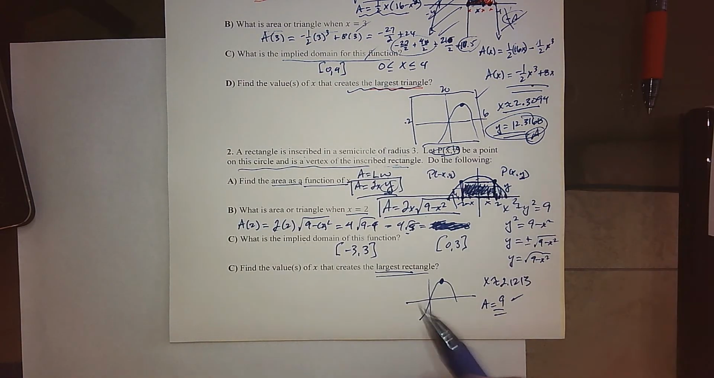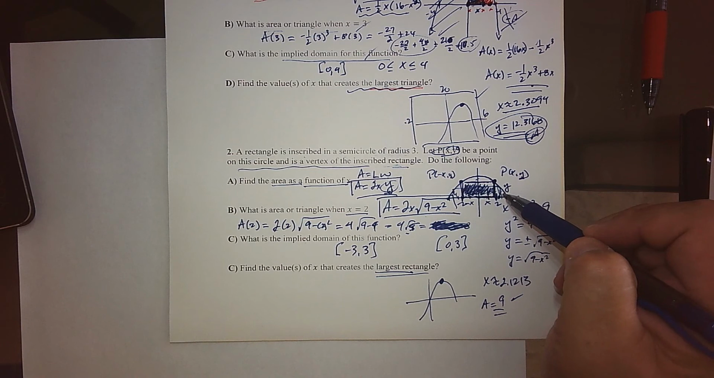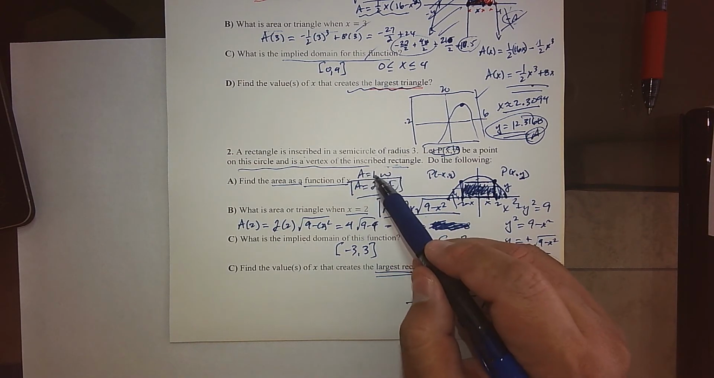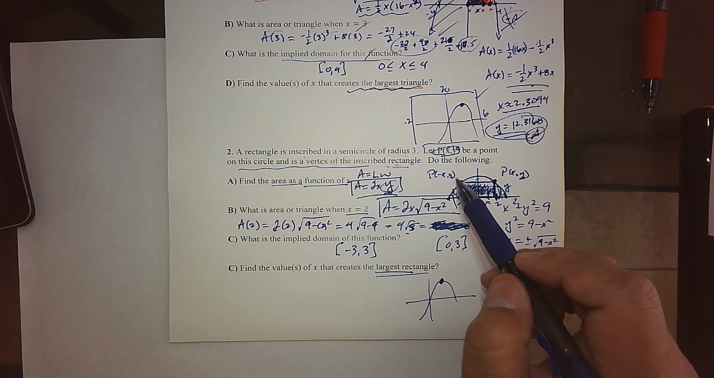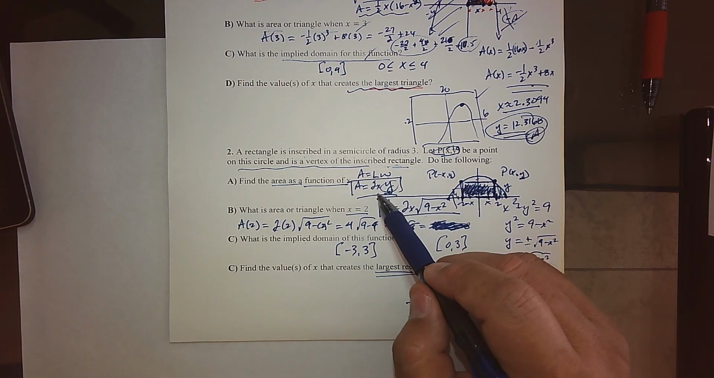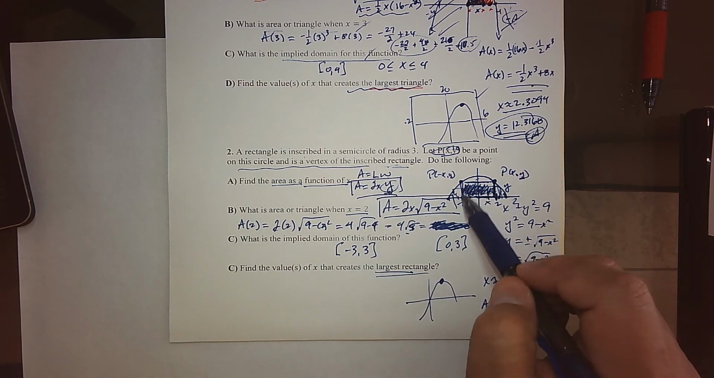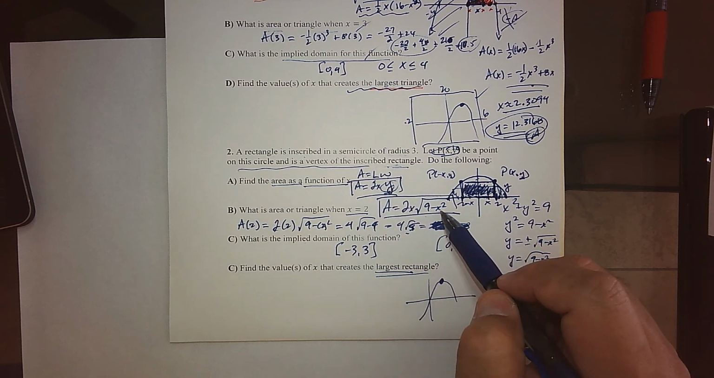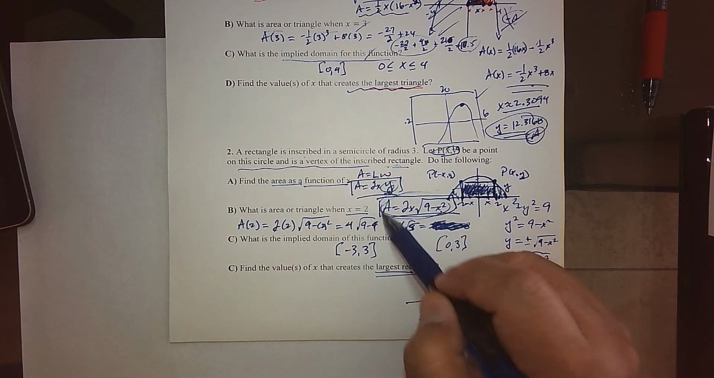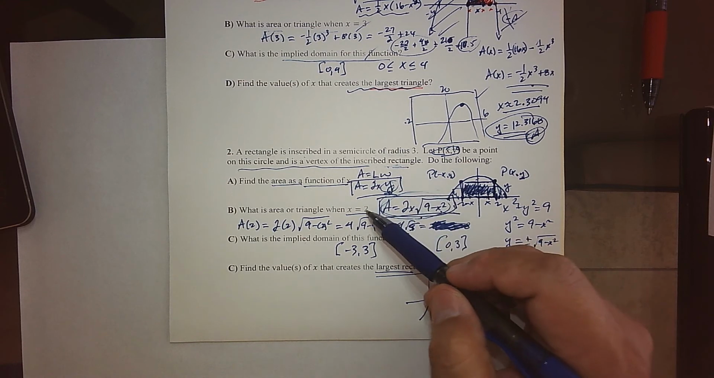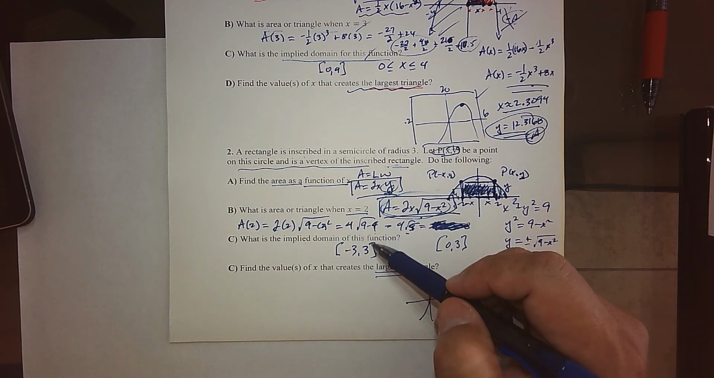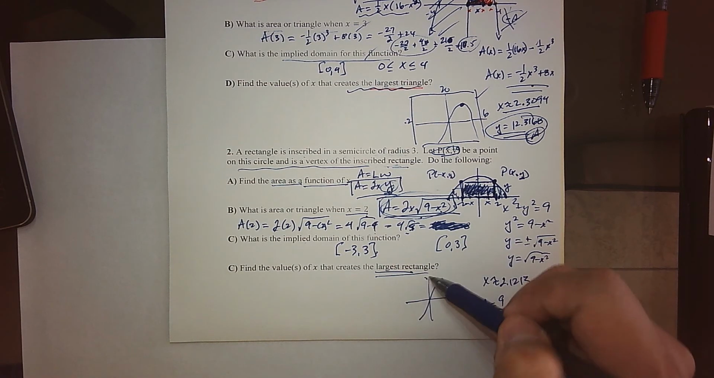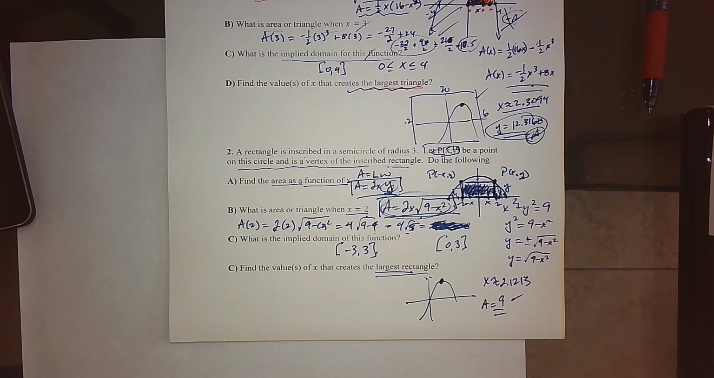And again, you see the rhythm. We have our inscribed shape. That's basically our constraint. We have the shape that's inscribed, and in this case it was a rectangle. So we take our area of a rectangle, and we replace the length and the width with the x and the y that we have in our picture. We use the constraint to replace y with what it's equal to, and that gives you a function of x. And then once we have that function of x, we can do all our analysis. We can talk about implied domains, find areas at specific locations, and find largest values and optimize our equation.